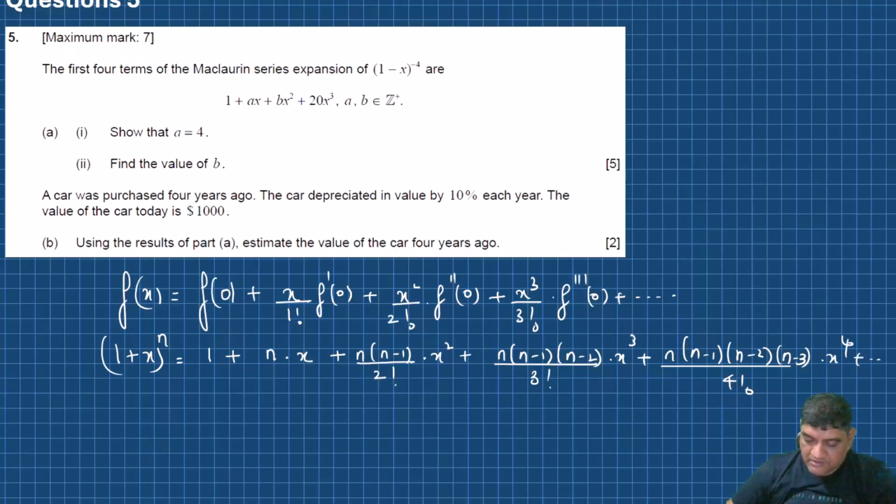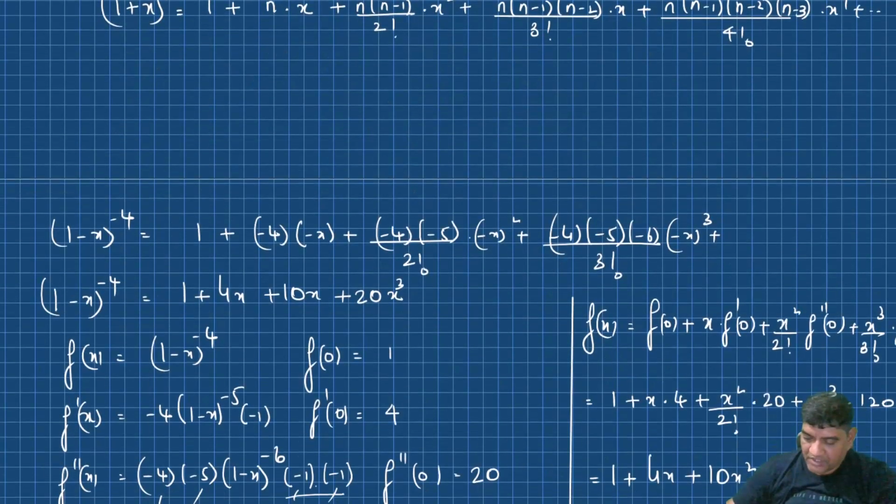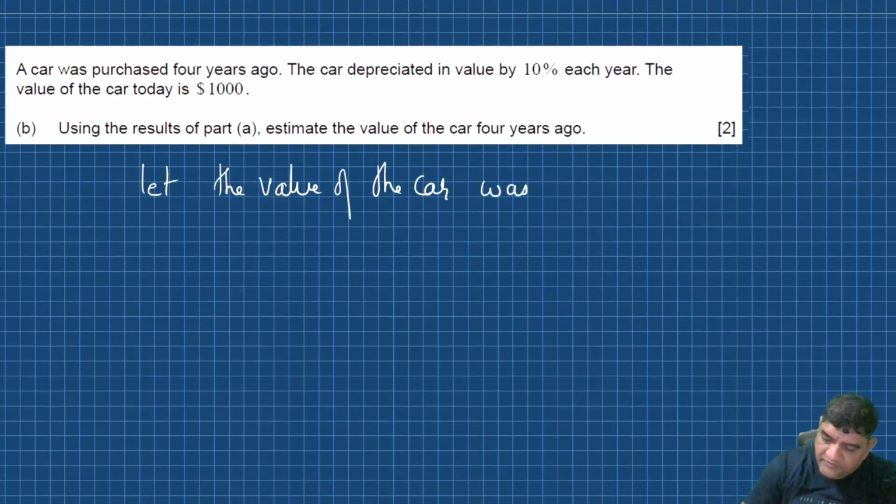What is he saying here? The car was purchased 4 years ago. The car depreciated in value by 10% each year. And the value of the car today is 1,000. The initial value was some V.